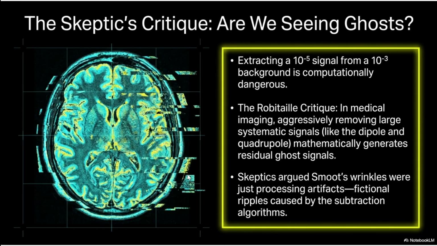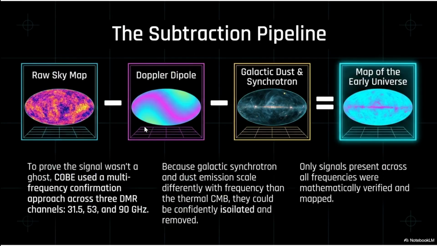And so that is a huge, huge issue, because in the medical field, for example, people tried to detect signals of 1 part in 10 to the 5 by subtracting off backgrounds that were 1 part in 10 to the 3. And what they found in the medical world is so-called ghost signals. So in other words, just artifacts of the background subtraction process that are not actually physical. And so people thought that when Smoot was doing this, these were also just kind of ghost signatures.